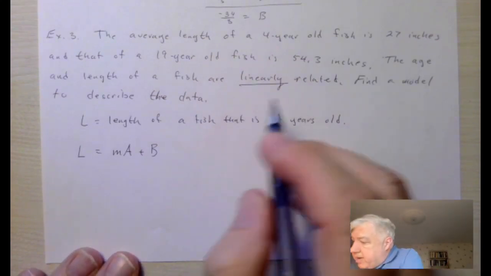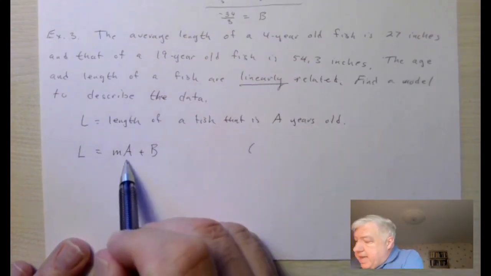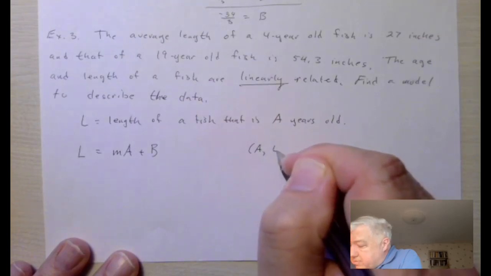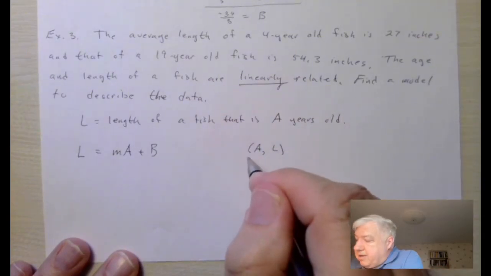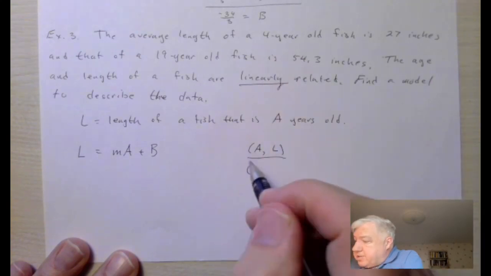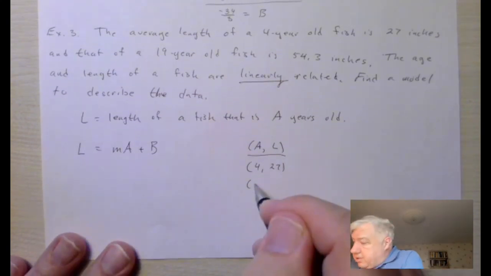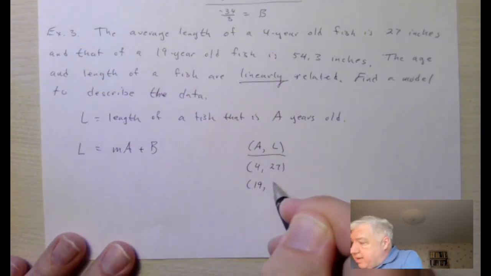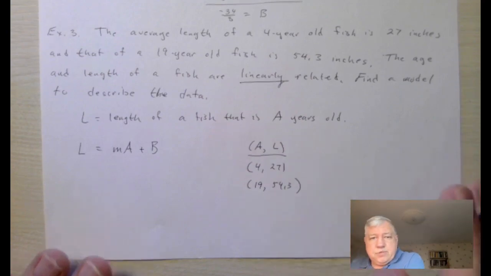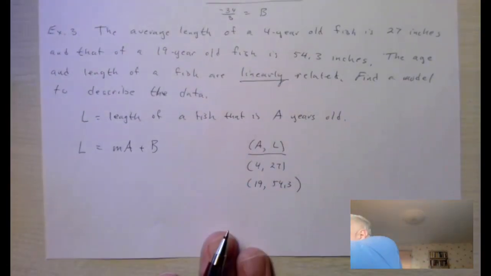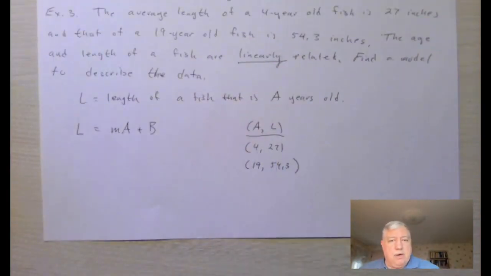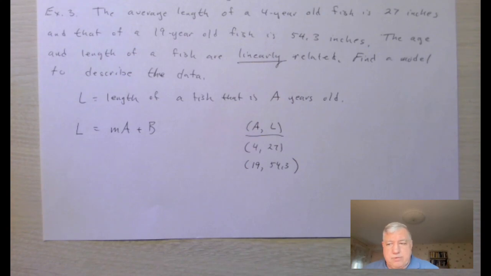A is the independent variable. So our 2 points are: when the age is 4, the length is 27, and when the age is 19, the length is 54.3. So we're going to do exactly what we did before. We will find the slope and then find the y-intercept. So I'm going to let you pause the video and do it yourself.